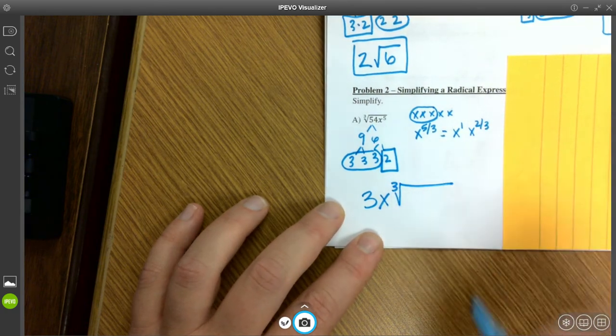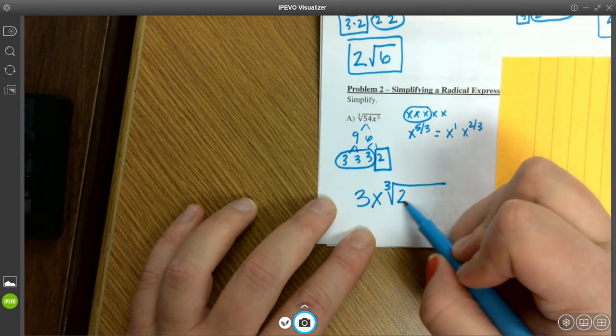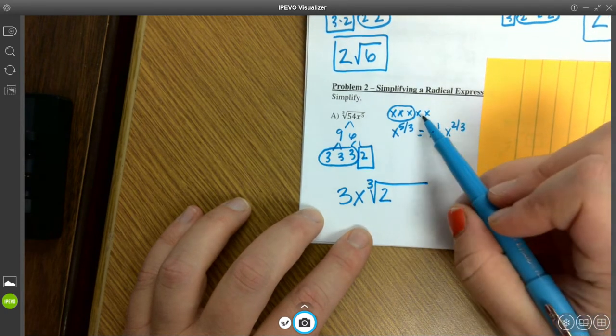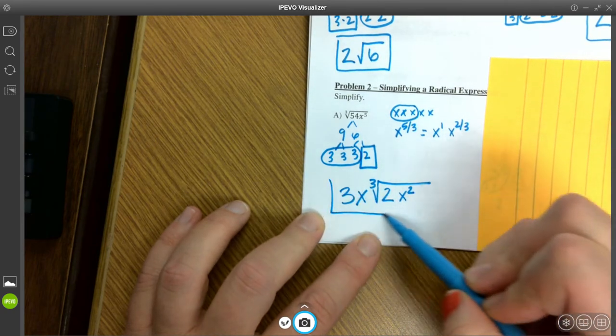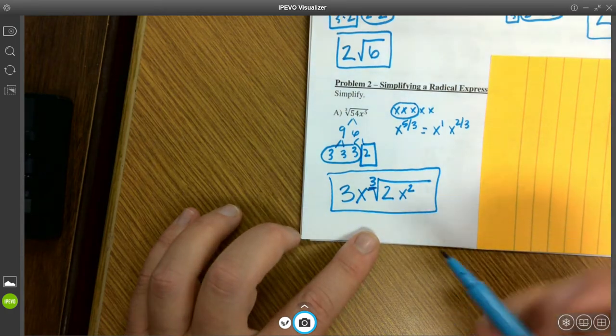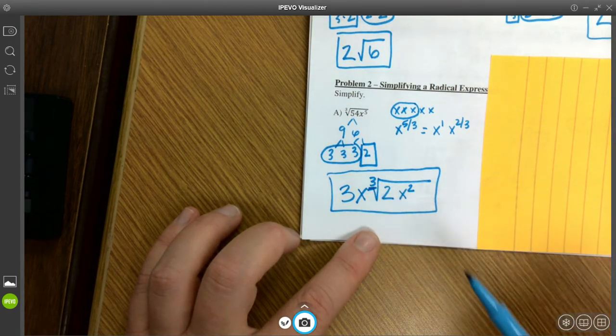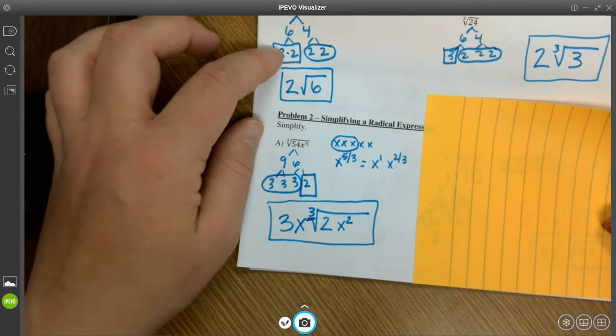Don't forget your itty bitty little cubic sign. This 2 was left inside because that didn't have a group of 3. And then there were 2 x's that could not be kept together. So that would be my final answer. Some people put a little thing there so you know that this is not with the x, this is with the index. Pause, and try to do B by yourself.